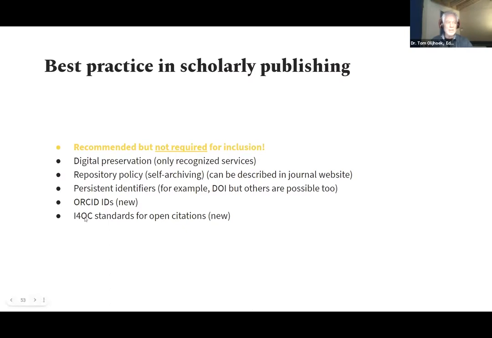And the open standards for references, for citations, which is something the publishers have to fill out in the form. And many of them say yes, but they don't know what it is. So it's just a new thing. But it's very important for research, I think, the open citations. So we included it in our criteria and our questions.